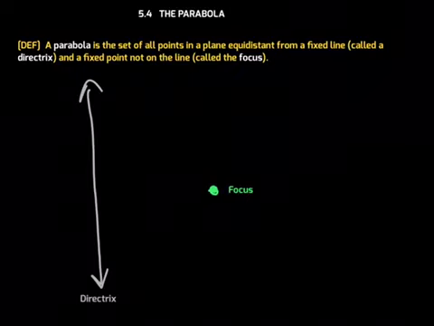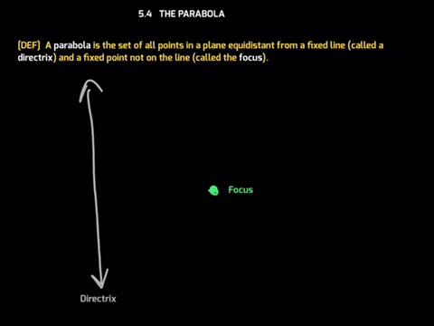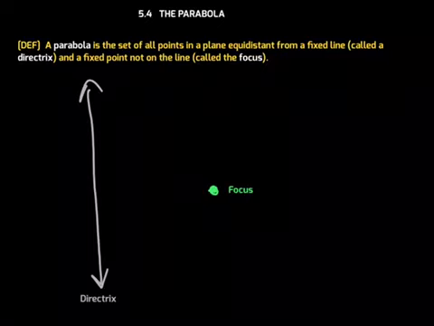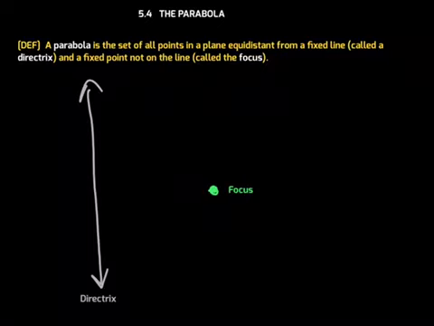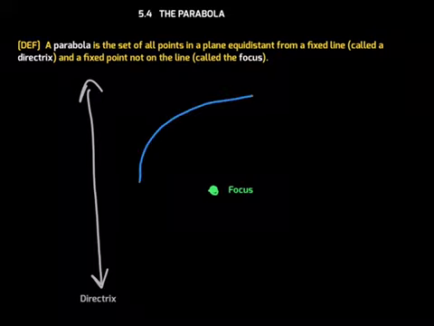So here we have a directrix, which is just a line, and a point called the focus, and the focus is not on that line. So a parabola, by definition, is a set of all points that are equidistant, meaning the same distance from the directrix as they are from the point called the focus. So a parabola would be something like this.